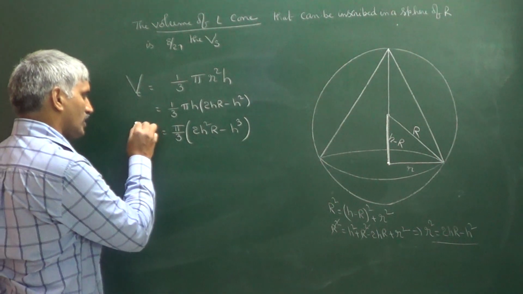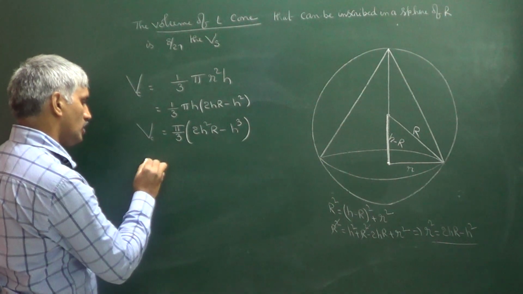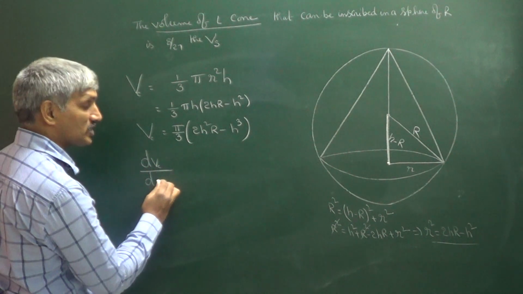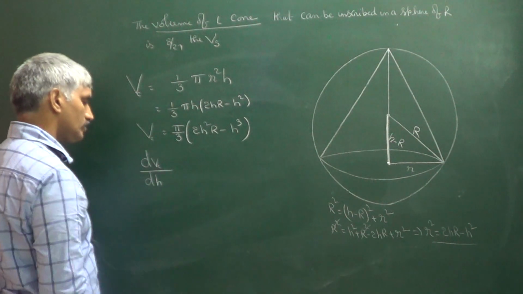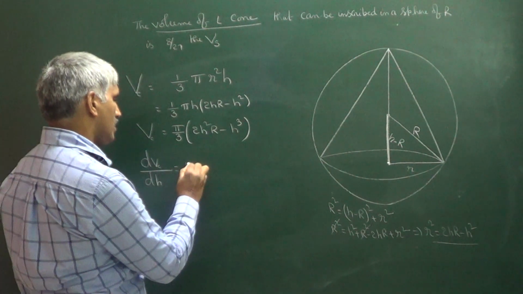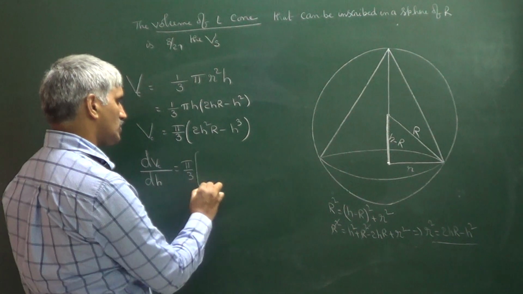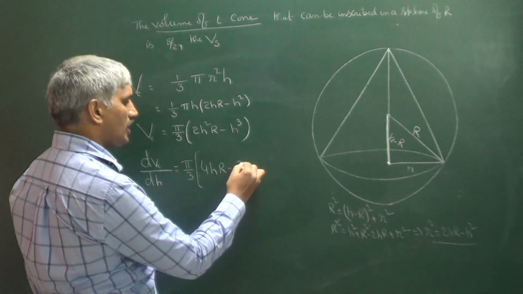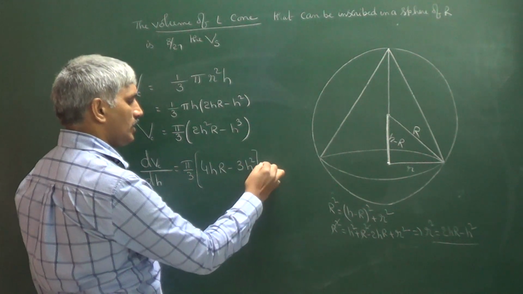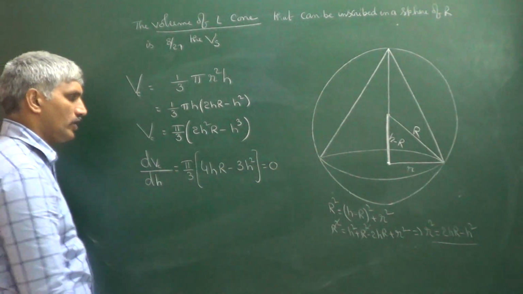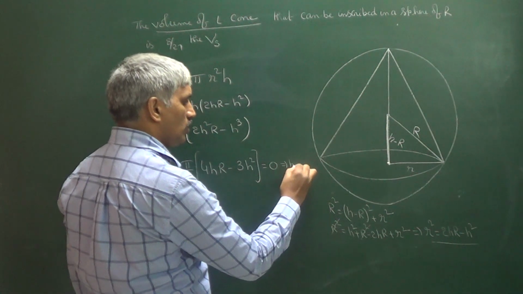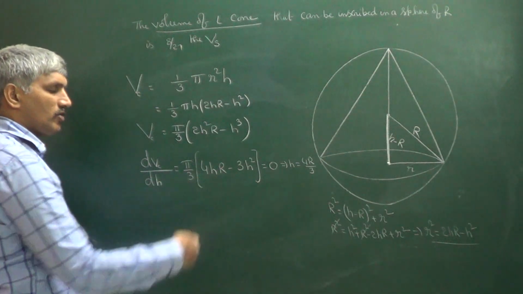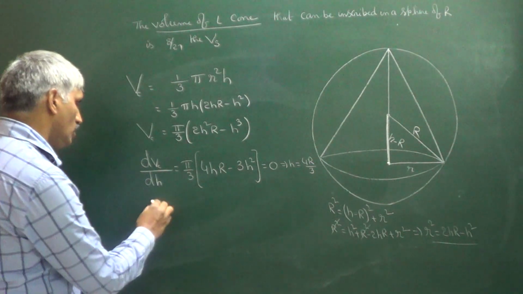Right. Now differentiate this volume of the cone. Differentiating with respect to h, dV/dh is equal to pi/3 into 4hR minus 3h square. If you equate to 0, we will get the h value equal to 4R/3. This is equated to 0, and we got h is equal to 4R/3.